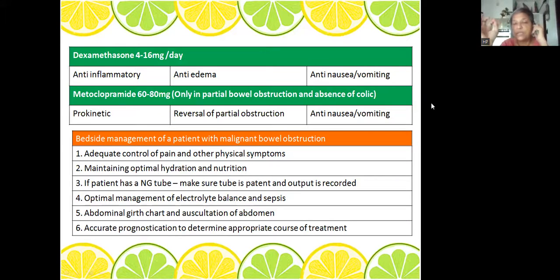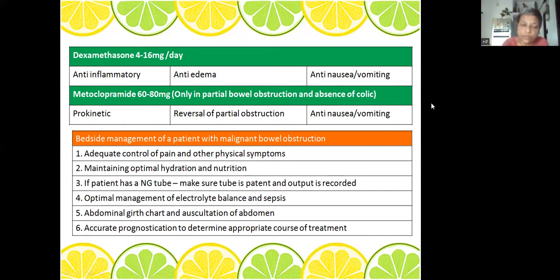Maintain optimal hydration and nutrition. If the patient has an NG tube, make sure the tube is patent and the output is recorded, and just keep it open so that instead of the patient vomiting, everything comes out of the NG tube. Electrolyte balance should be managed. Sepsis should be managed. Abdominal girth and auscultation of the abdomen is very important. So at least in every shift, otherwise 4th hourly, we can take the girth of the abdomen. Usually it is being done 4th hourly, otherwise every shift.